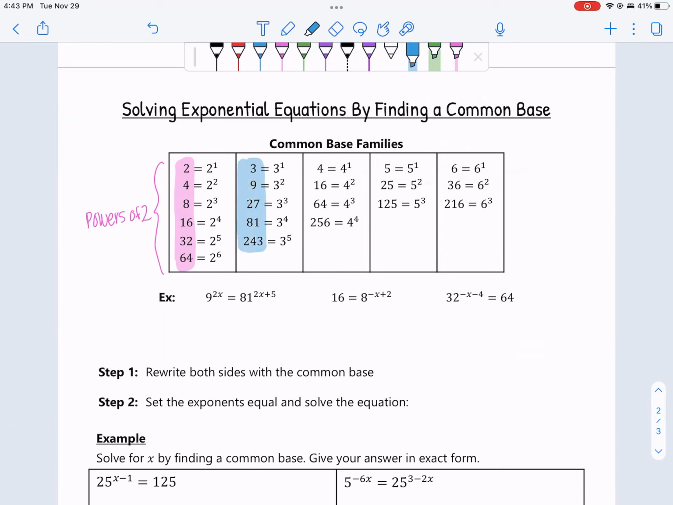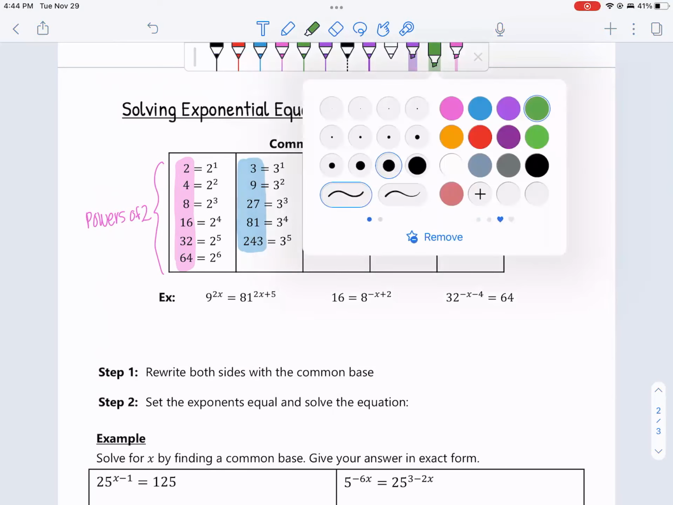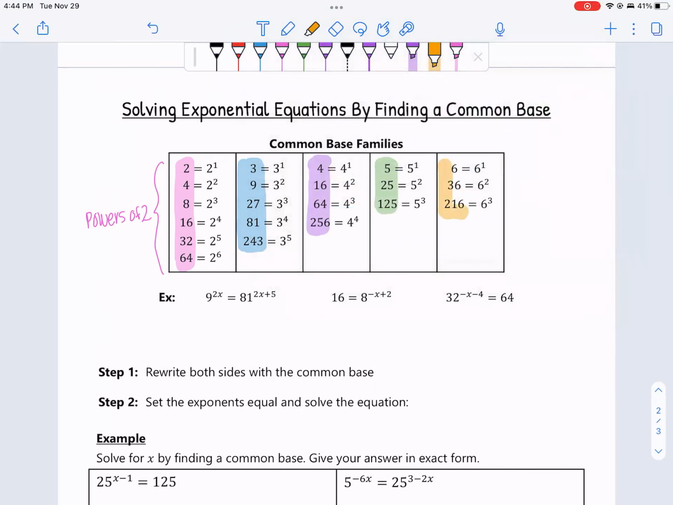Right here. 3, 9, 27, 81, 243, all of those numbers have a common base. Those are all powers of 3. Right? You can see where this is going, right? 4, 16, 64, 256, these are all powers of 4. That's the relationship that these share with one another. 5, 25, 125, all powers of 5. And in orange, 6, 36, 216, these are all powers of 6. There are, of course, other powers than these. These are just the really common ones that we deal with.